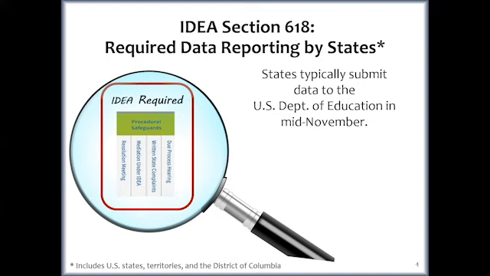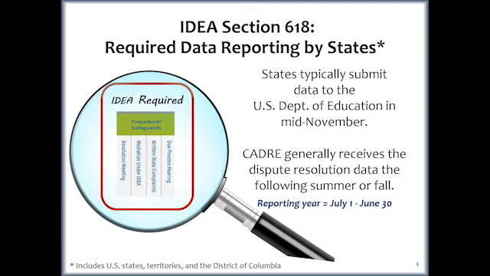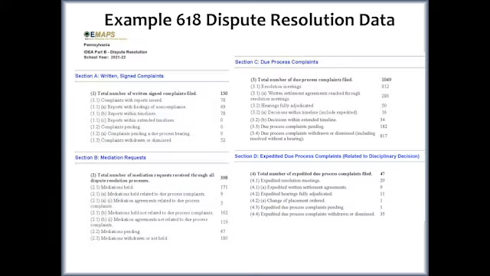Section 618 of the IDEA requires that each state submit data about the children with disabilities who receive services under the IDEA, including the state's dispute resolution data and the state's child count. For dispute resolution, states submit data for the previous school year each November. The Office of Special Education Programs goes through their verification and monitoring process and then releases the data the following summer. The most current data on the dashboard will be for the previous school year.